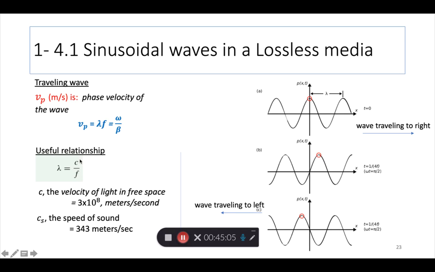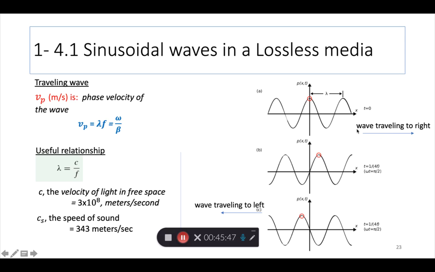Another useful relationship helps us when the wave is light. Remember, light is also electromagnetic radiation, right? So a light wave travels at a speed of c, which is 3 times 10 to the power 8. Similarly, cs is the speed of sound, which is 343 meters per second. Both these also satisfy this relationship, which actually comes from this relationship, right? So remember this, because you're going to use all these quite a lot.